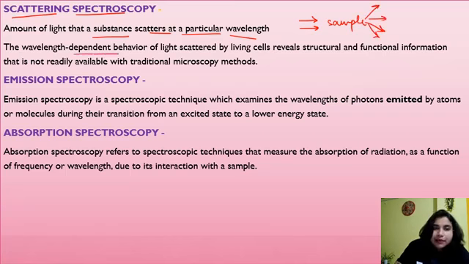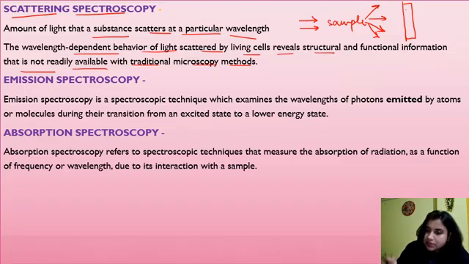The wavelength dependent behavior of light scattered by living cells reveals structural and functional information that is not readily available with traditional microscopy methods. Now what will happen? There will be one screen, and on this screen this scattered light will form. The denser the sample, the darker the spot that will be observed. So this basically helps us in getting information about the structure.